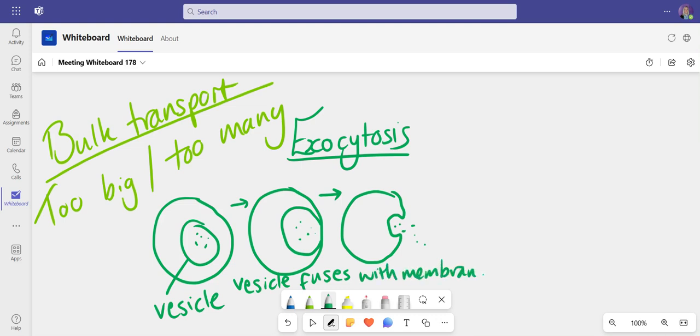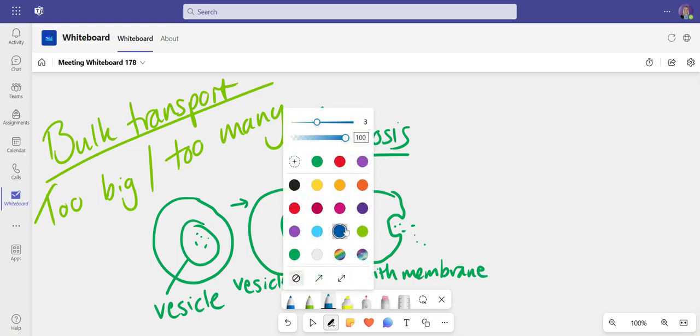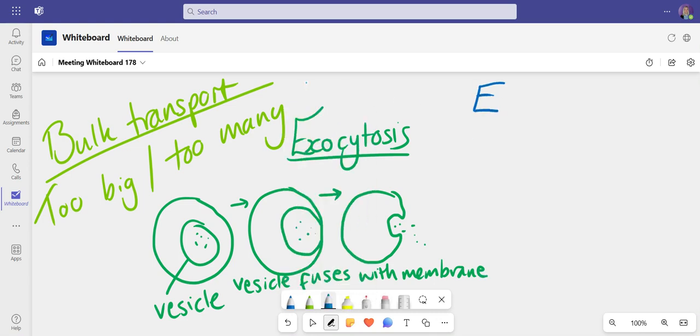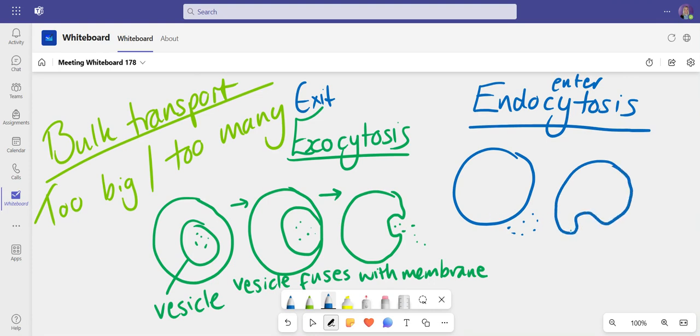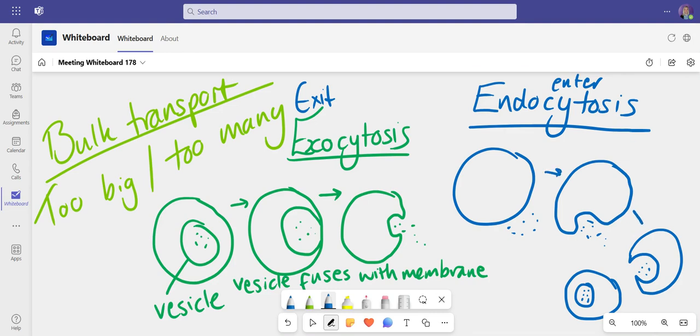Now, the opposite process to that is called endocytosis. So exo is like exit, endo is like enter. So molecules going in. So endocytosis is when molecules move into the cell. So if this is our cell, the molecules are next to the cell, and the cell starts to form a different shape to its membrane. It sort of tries to engulf it, it surrounds it, and eventually it forms a vesicle around it, and the molecules that are taken in are enclosed in a vesicle inside the cell.